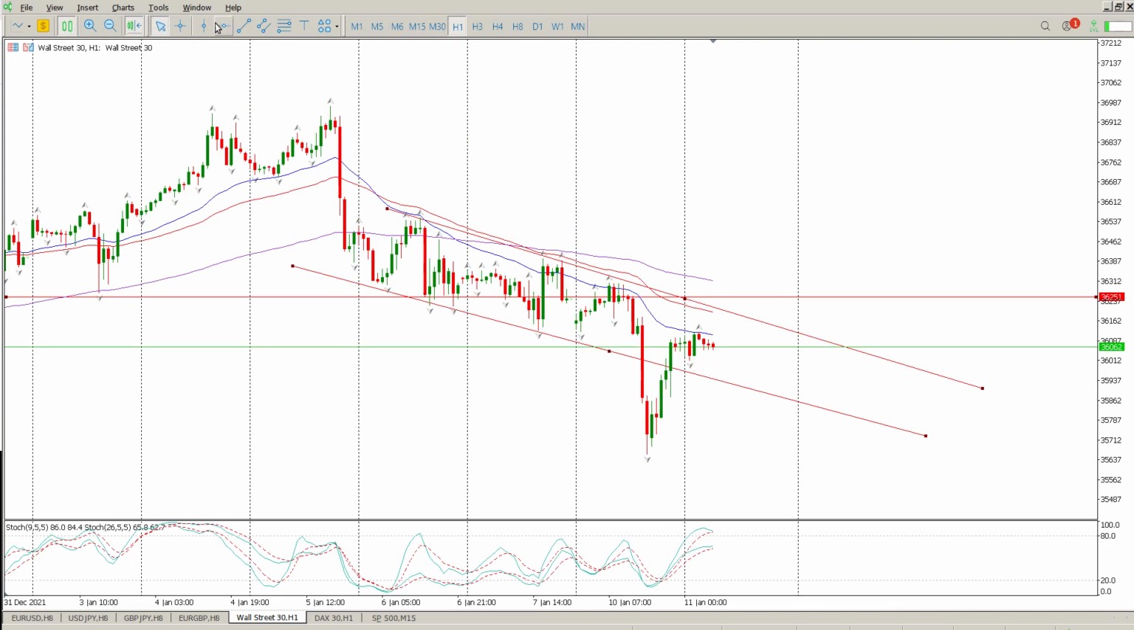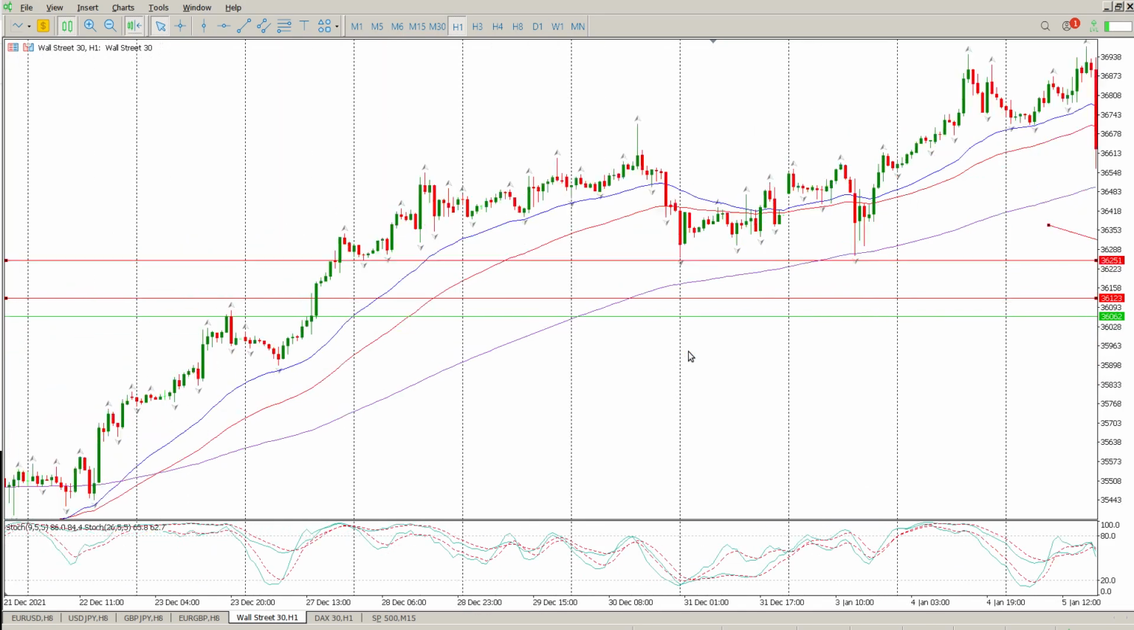You have a little bit of structure here, which looks like we are rejecting, which is 36,123. Now, for me, I'm looking at the bigger picture, and this pattern that we had here, a piercing pattern, range bar, and then 3 solid green bars at the moment, that to me is pretty bullish. So I would be looking for structure.